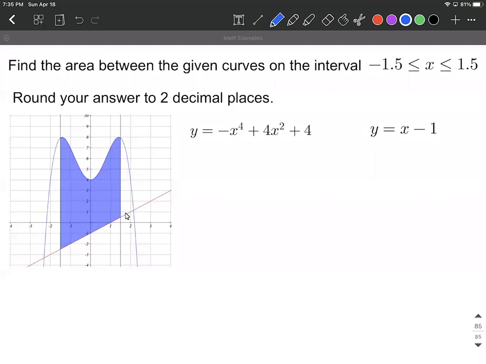All right, so to set this up, we want to set up our bounds of integration. So that was from -1.5 to +1.5. We didn't have to do any work to find those. Those were given in this problem.